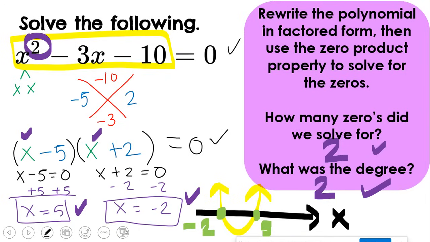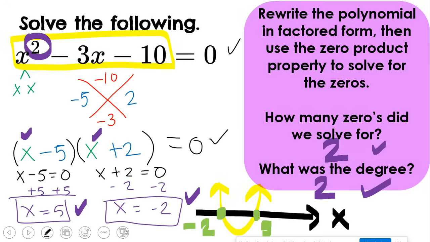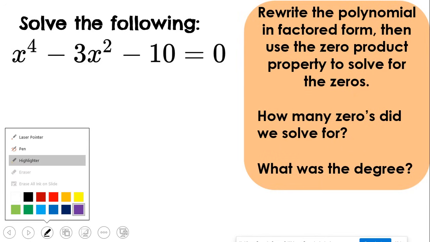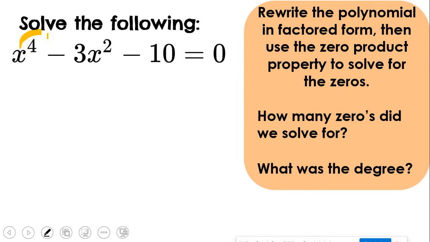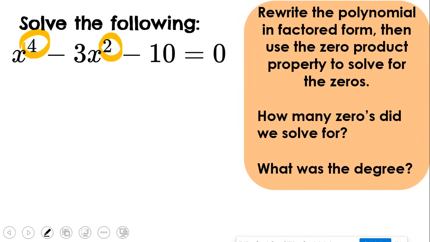Let's do another, but let's make it a degree 4. How can we solve x to the 4th minus 3x squared minus 10 is equal to 0? This is very similar to the last problem. As a matter of fact, it's so similar that the only thing that's different is now we've got to the 4th power and to the 2nd power, versus the original problem was to the 2nd power and to the 1st. So we're going to use the same strategies.